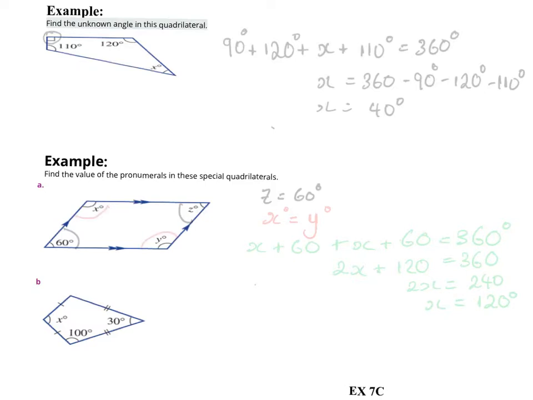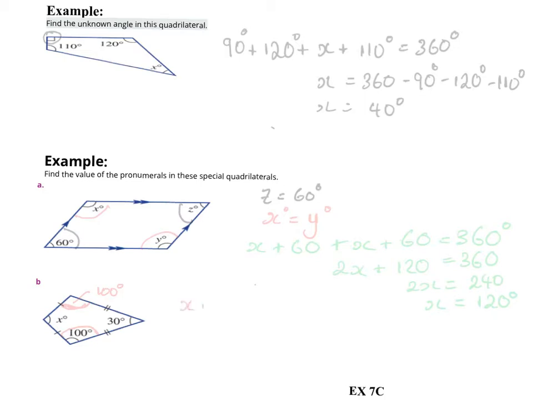Do we recognise the next shape as being a kite? Well, it is. So what do we know about a kite? Well, we know that it has one pair of equal angles. And so this angle here and this angle here are the same. So that must be 100 degrees as well. Now, because it's a kite, it's a quadrilateral, all the angles add up to 360. So let's put that together.